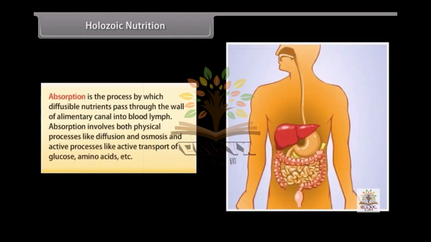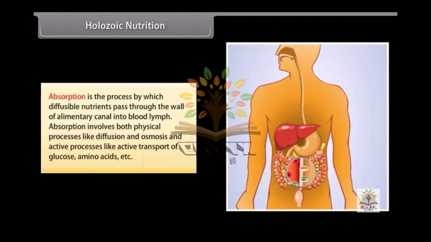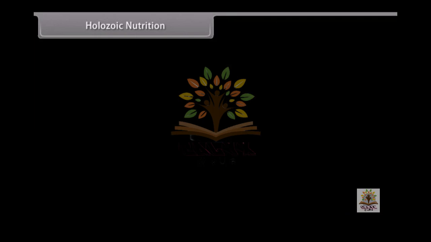Absorption is the process by which diffusible nutrients pass through the wall of alimentary canal into blood-lymph. Absorption involves both physical processes like diffusion and osmosis and active processes like active transport of glucose, amino acids, etc.